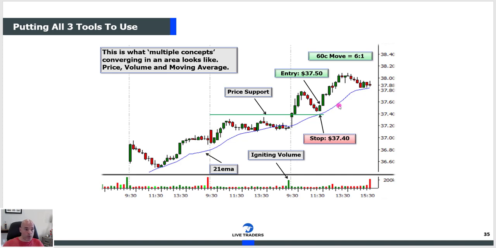So when we talk about multiple concepts converging, one of the concepts I didn't talk about, I've done it in the past, is higher time frame alignment, multiple time frame alignment. That is also multiple concepts converging. I'll show you that in the next slide in a second. So you don't just want to trade this stock on the 15-minute chart. You want to see the 60-minute chart or the daily chart also. Exactly right. Multiple time frame analysis, MTFA, perfect.